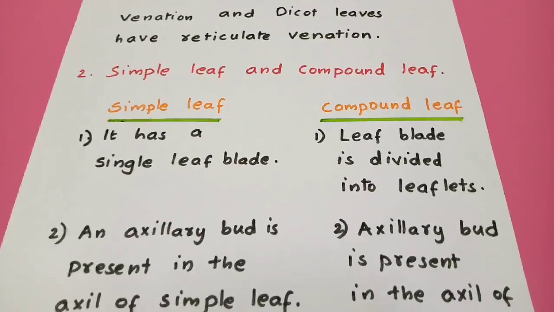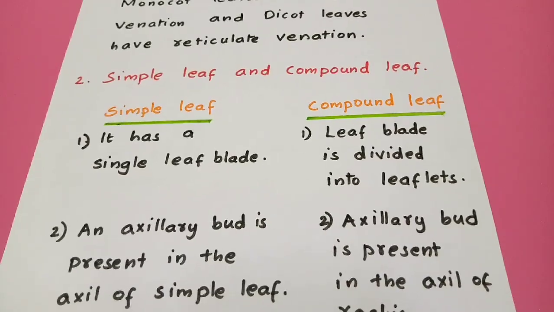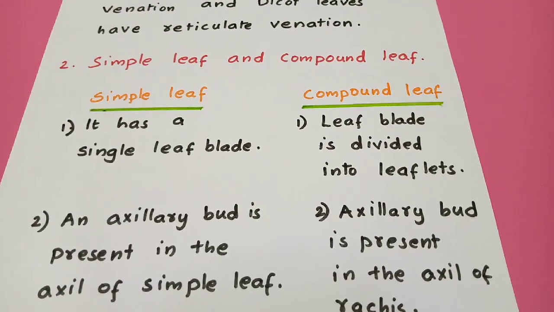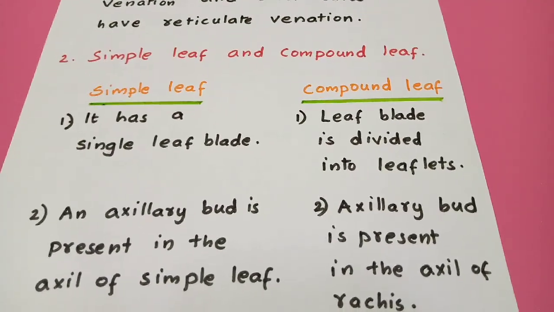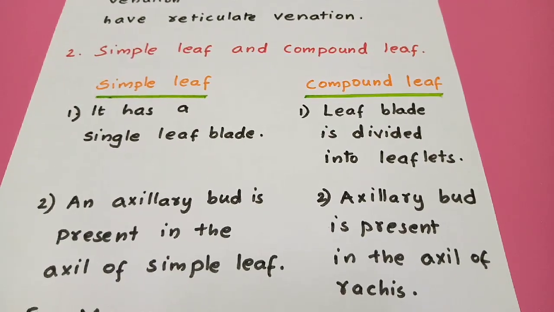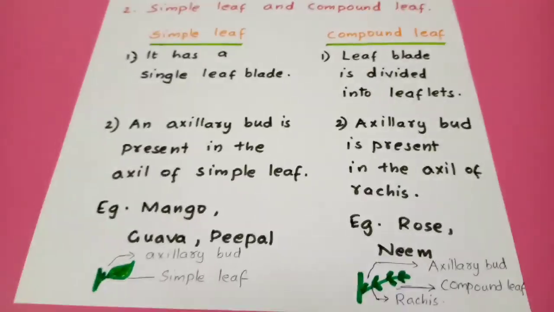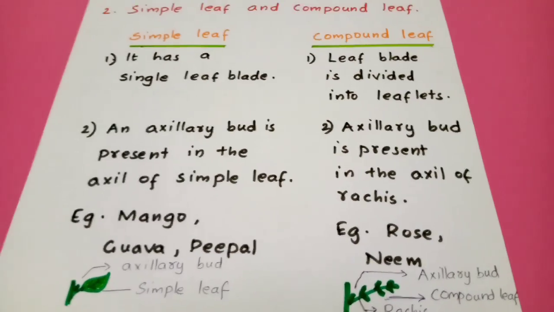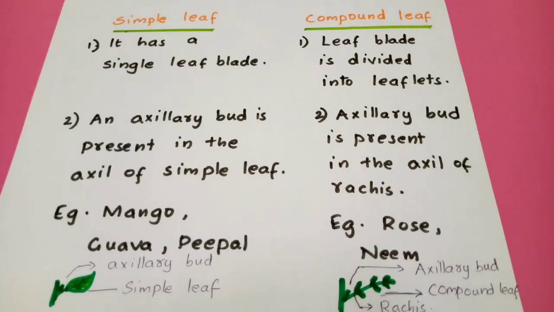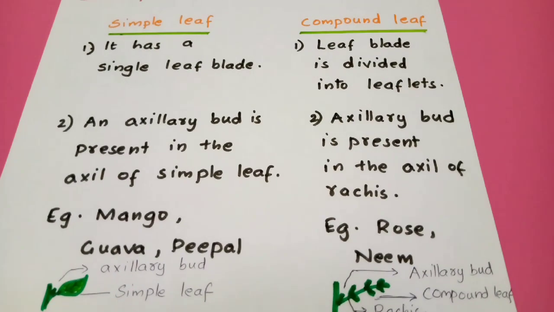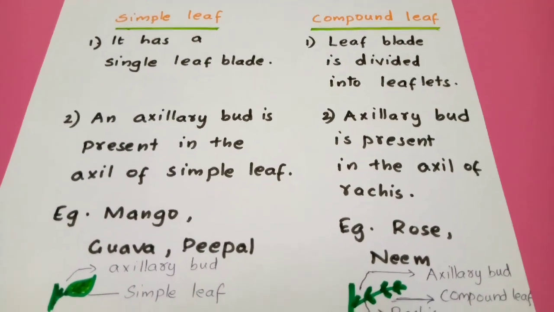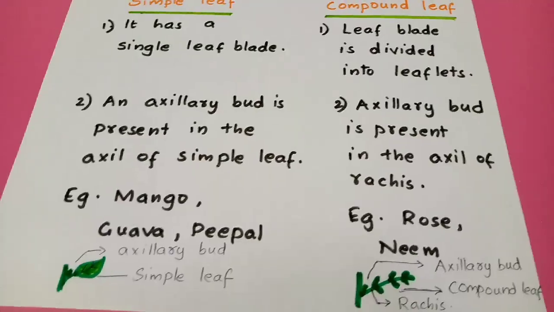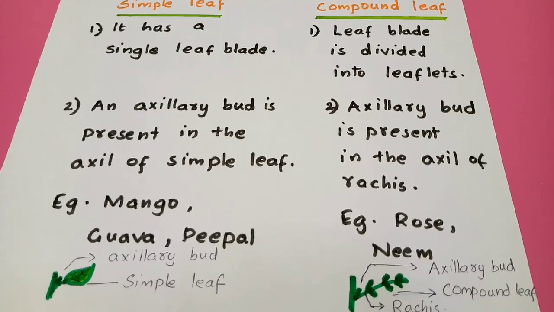Second question, the difference between simple leaf and compound leaf. A simple leaf has a single leaf blade, and in a compound leaf, the leaf blade is divided into leaflets. Second, an axillary bud is present in the axil of simple leaf, and in compound leaf, axillary bud is present in the axil of rachis. Some examples you can see: mango, guava, peepal, all these are examples of simple leaf. And rose, neem, etc. are the examples of compound leaf.